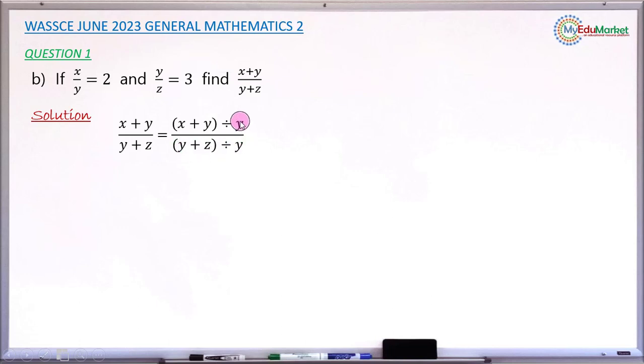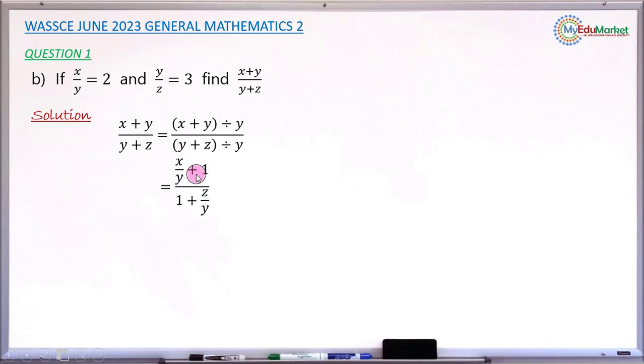This is allowed in mathematics, provided you divide numerator and denominator by the same quantity. The fraction remains the same. Division of the numerator by y means x divided by y and y also divided by y. That will give x over y plus 1. And the division of the denominator by y means y divided by y and z divided by y. If that is done correctly, you now have 1 plus z over y.